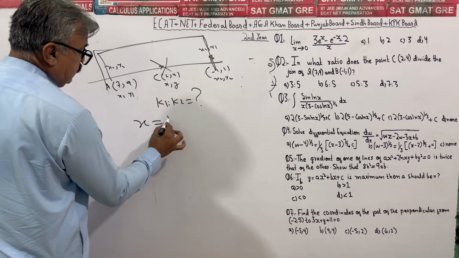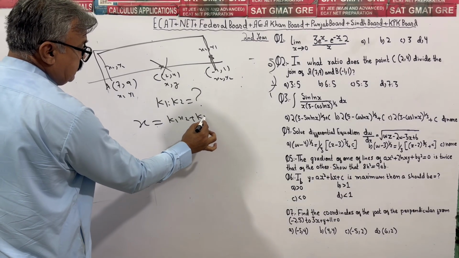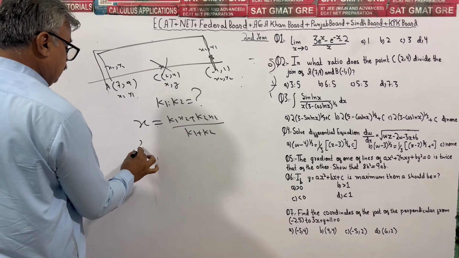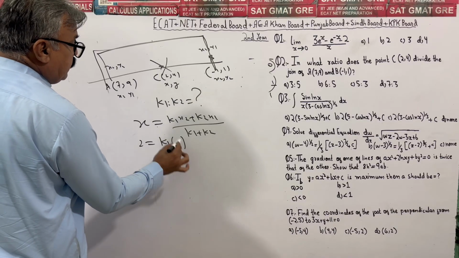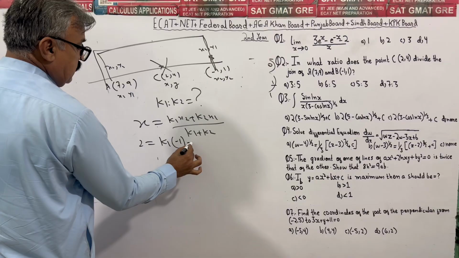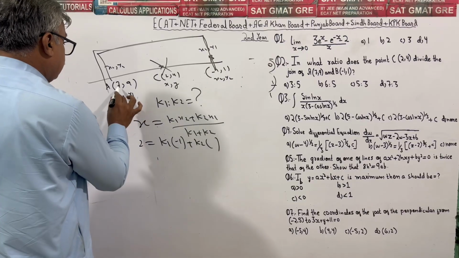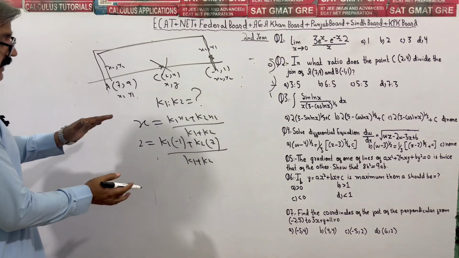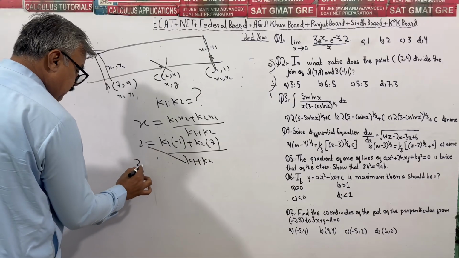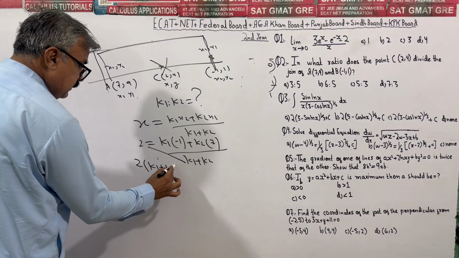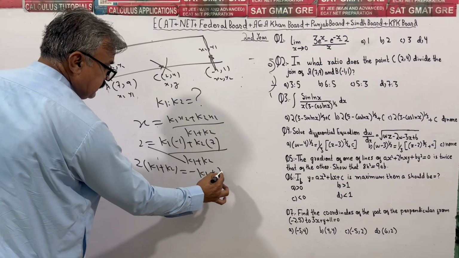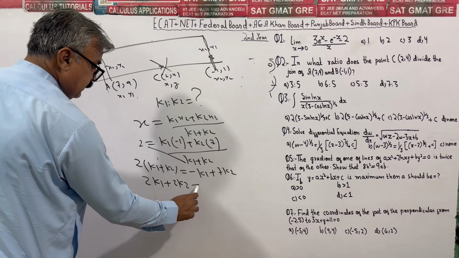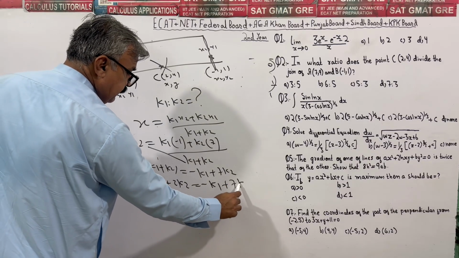Applying the abscissa, x is equal to (k1 x2 + k2 x1) over (k1 + k2). What is our x? It is 2. What is x2? That's -1, times k1, plus k2 times x1, which is 7, over k1 plus k2. Now shift k1 plus k2 here: 2 times (k1 + k2) will become -k1 + 7k2. So 2k1 + 2k2 = -k1 + 7k2.